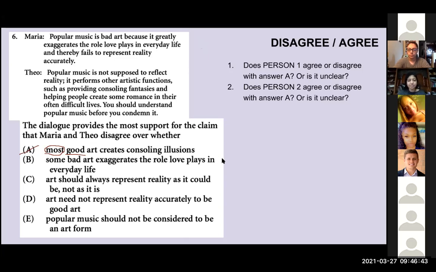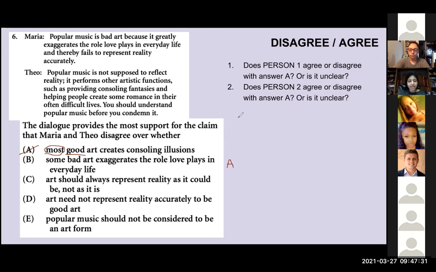And then what would Maria think about B? B says some bad art exaggerates the role love plays in everyday life, right? Would Maria agree with that or disagree with that? I would say she agrees with that. Yeah, Maria says popular music is bad art. So the bad art that's popular music, she believes that exaggerates the role love plays in everyday life. So I think Maria would agree with that.